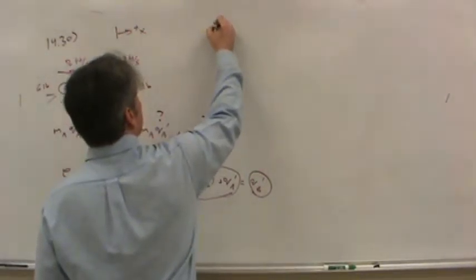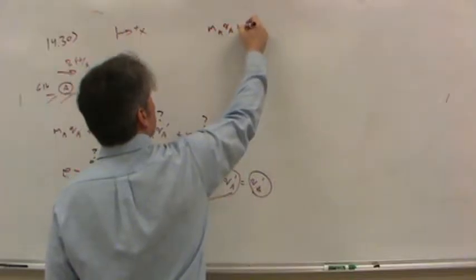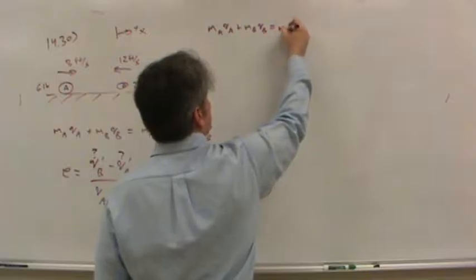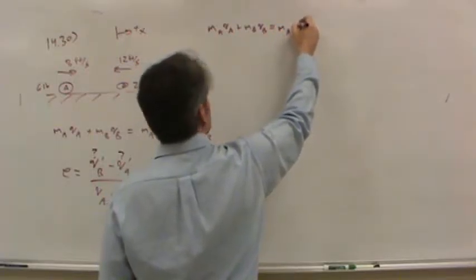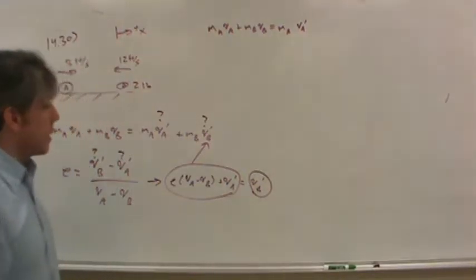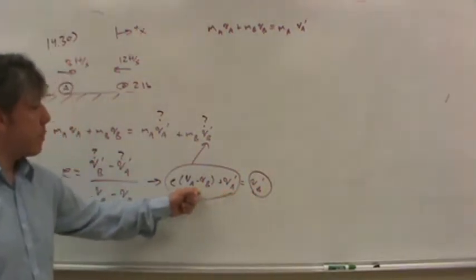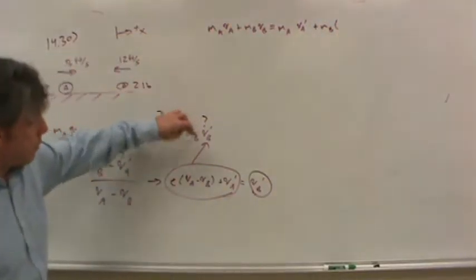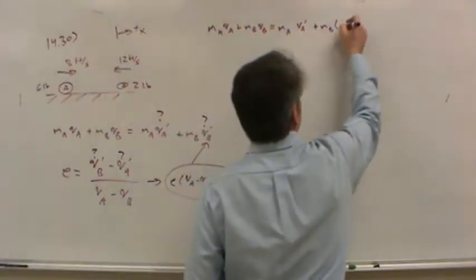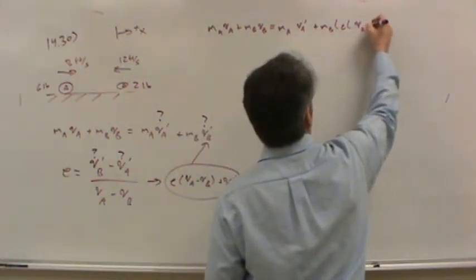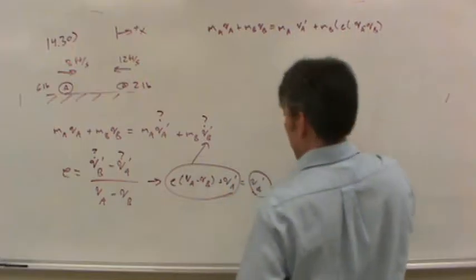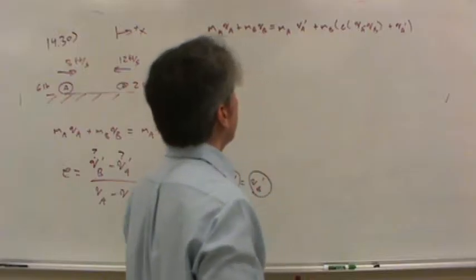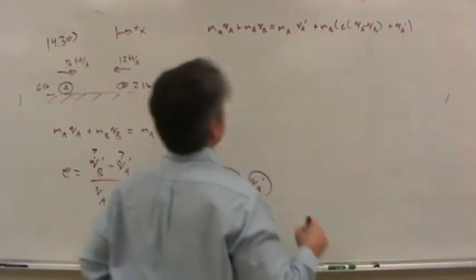So then our equation would look like this. The initial momentum of the system is equal to mass of A, velocity of A after impact, and remember we're just getting rid of the velocity of B after impact. So then plus mass of B, velocity B after impact, we're going to substitute in. So the coefficient of restitution, VA minus VB, let's put a minus sign in there, plus the velocity of A after impact. Okay, so now what we want to do is solve for the velocity of A after impact.